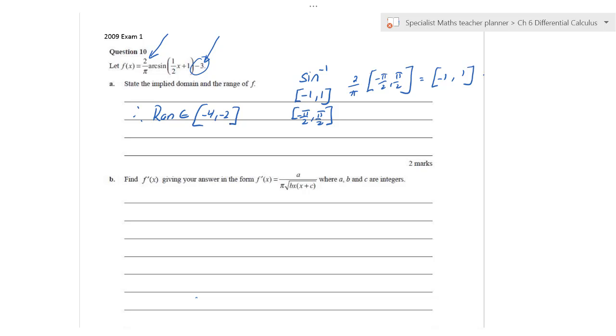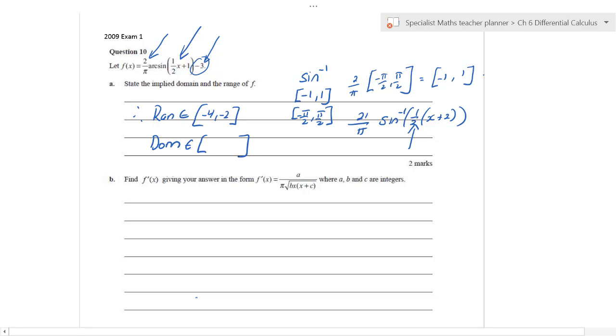Rearranging that, as you can see. Now, the domain: a half x plus 1 is not in the form we want. We want a half x plus 2. It needs to be in this form. We've got arc sine of 2 on pi. So what does this represent? This represents a dilation by a factor of 2, and then we move everything down 2. We can work that out in our head to be -4, 0.